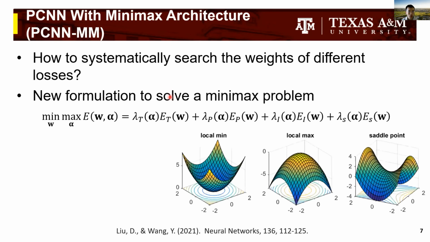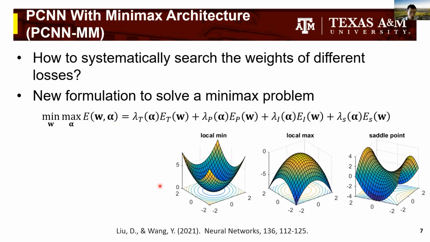So what is that? The training of the PCNMM is to solve the Minimax problem, which means we maximize the loss in this alpha subspace, where alpha is basically the parameter in the weights of the different loss terms. And then we also try to minimize the total loss in this W subspace so that we can solve this Minimax problem. Solving this Minimax problem is essentially to search for the high order saddle point in the energy landscape of your objective function. Which means for this saddle point, we are trying to search for the local minimum in this W subspace, and we are also trying to search for the local maximum in this alpha subspace.